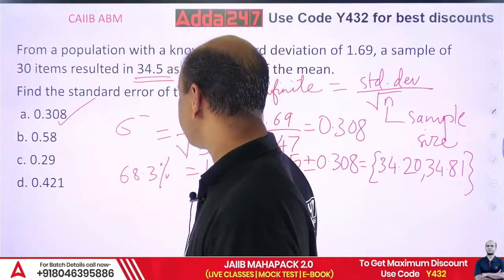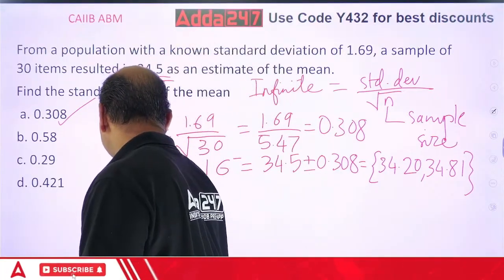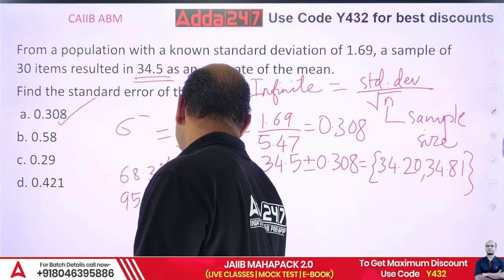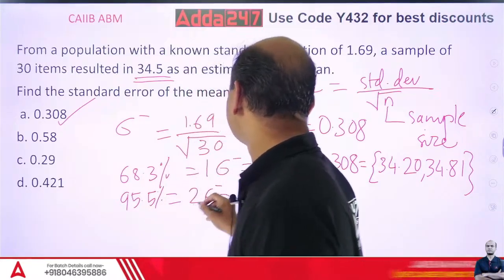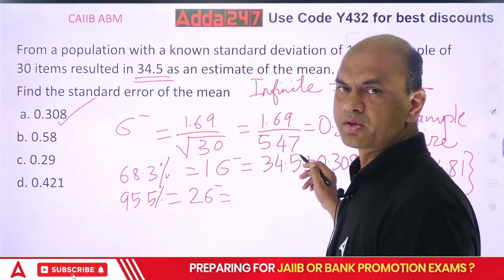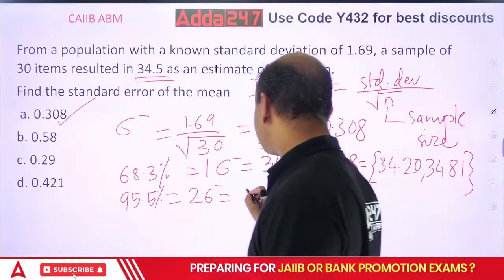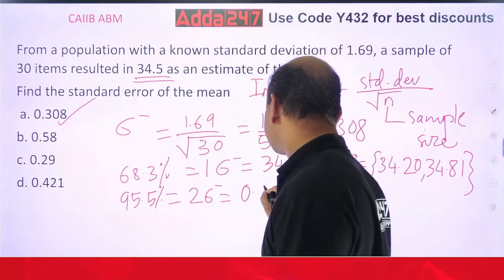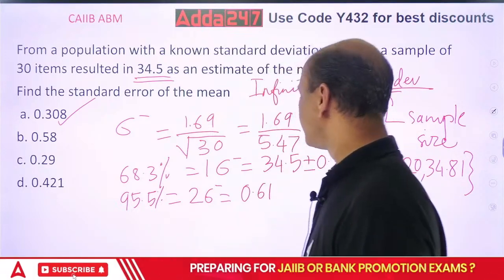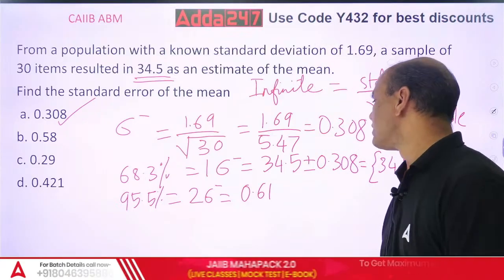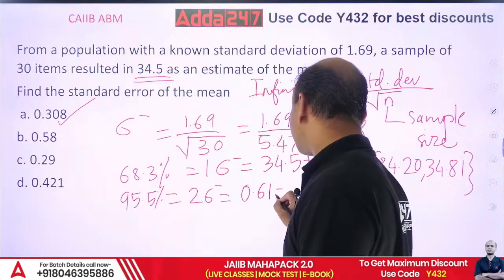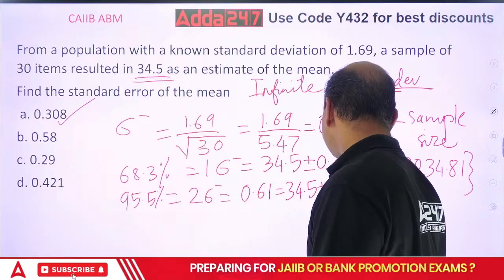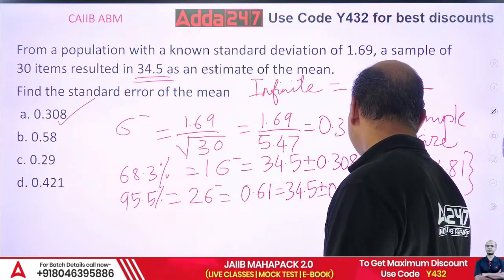Now if in the exam they ask you 95.5% confidence, then it will be 2 standard error, 2 psi dash. So it will be 2 into 0.308. So it will be what? 2 into 0.6. So directly take it 0.61, right? 0.61, you can take it. So what do you mean by this? That is equal to 34.5 plus or minus 0.61. So now find the answer.